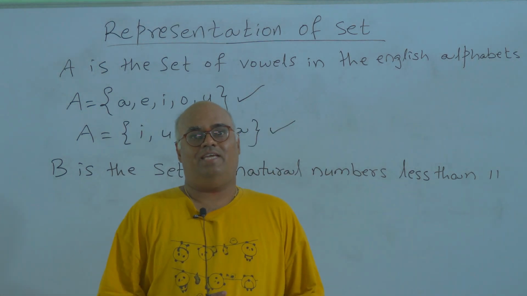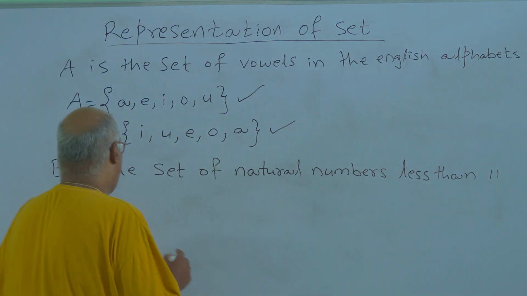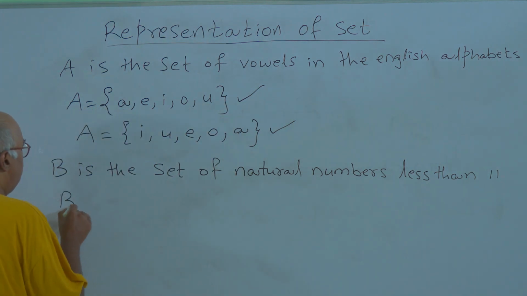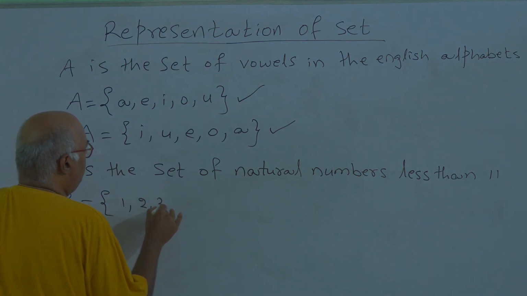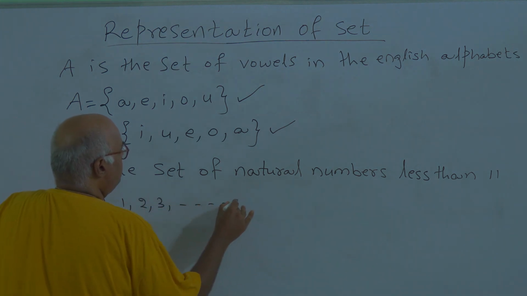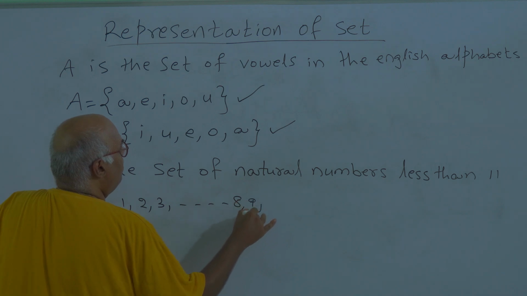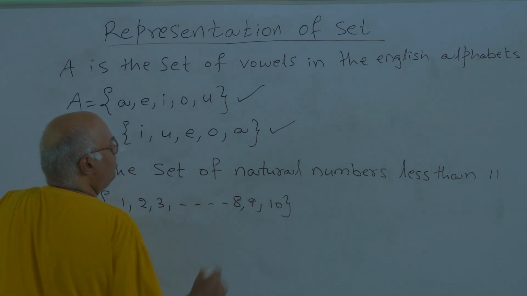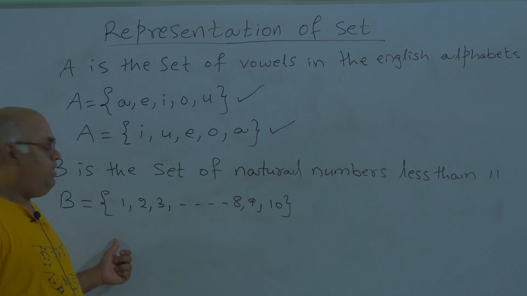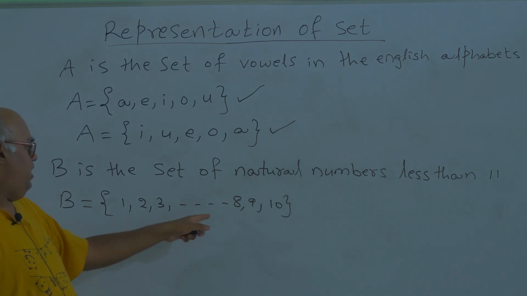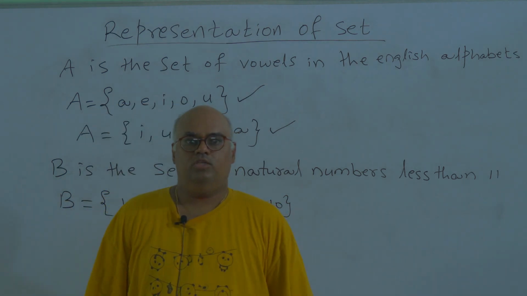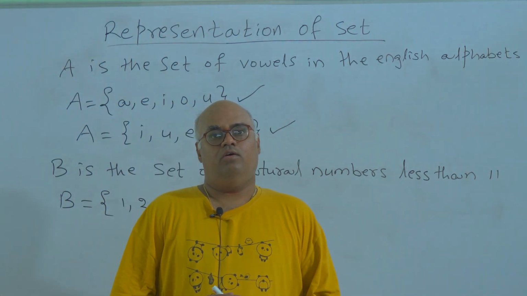So how to write this set in roster form? We write set B is equal to 1, comma, 2, comma, 3, comma, dash, dash, dash, 8, comma, 9, comma, 10. So this is how you write the set in roster form. So B is equal to 1, comma, 2, comma, 3, comma, 9, comma, 10. So this is how you represent the set in roster form.